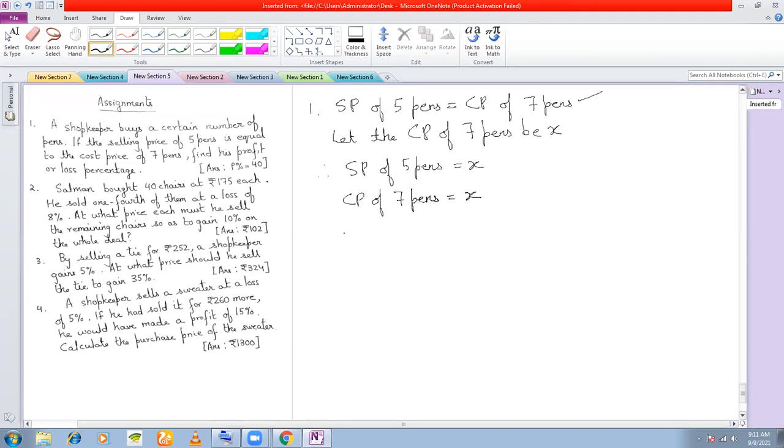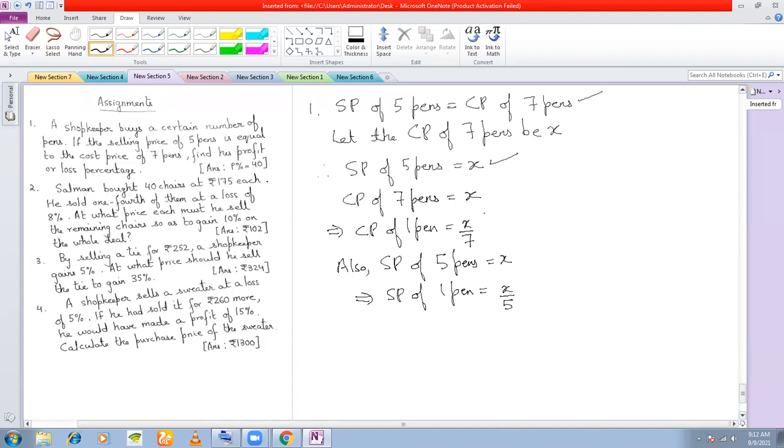So that means if the cost price of 7 pens is equal to X, what is the cost price of 1 pen? X by 7, right? Also, from here, we have selling price of 5 pens is equal to X. That means what is the selling price of 1 pen? X by 5. So you've got the cost price of 1 pen and the selling price of 1 pen. Is he making a profit or loss? Can you tell me from here? Is it profit or loss?